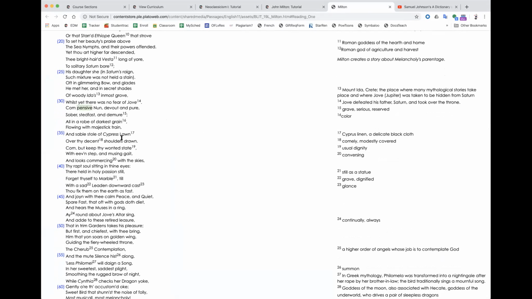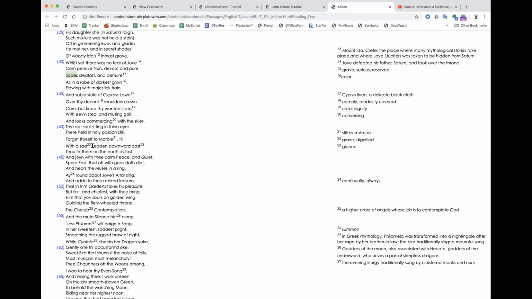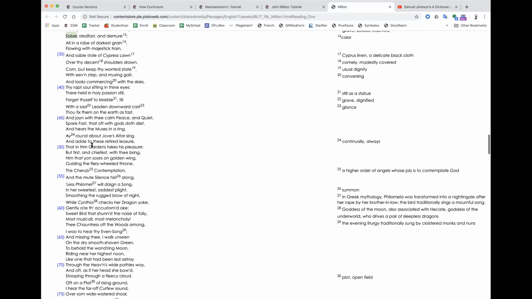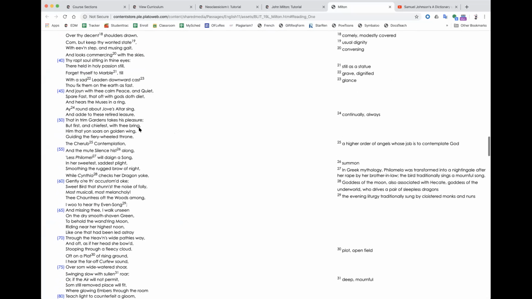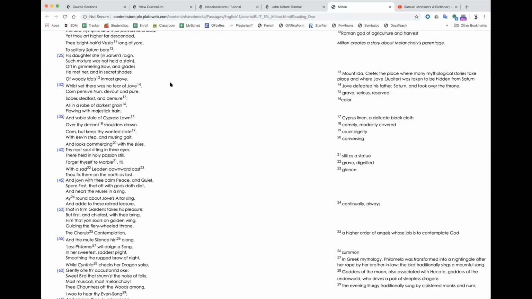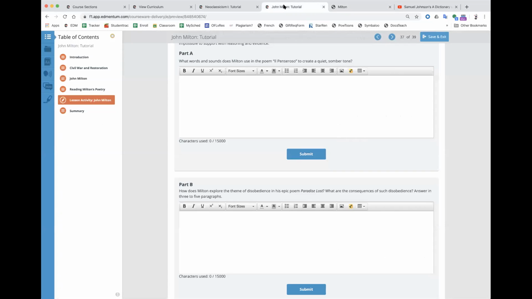Okay, so pensive is one, sober. We even have things like sad, leaden, downward cast. These are all words that sort of attribute to that tone. So you're trying to find just a couple of words. It just asks, what are some of them? So you can just say some of the words and sounds that Milton uses in the poem, and so on.